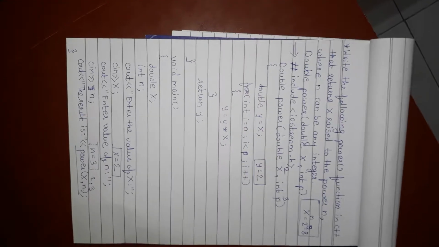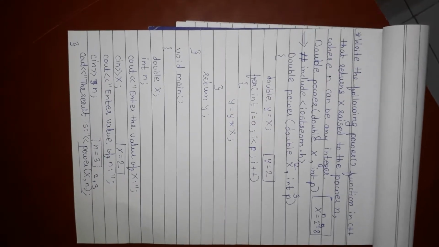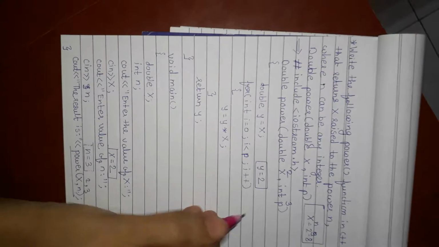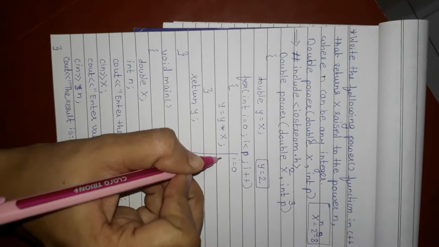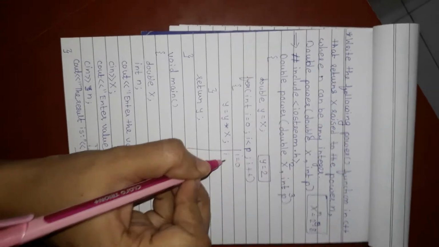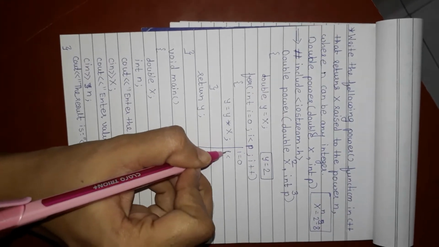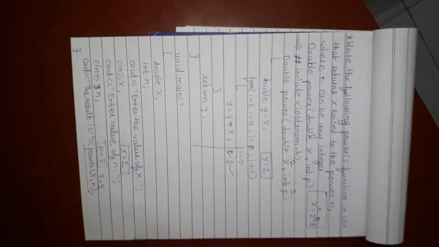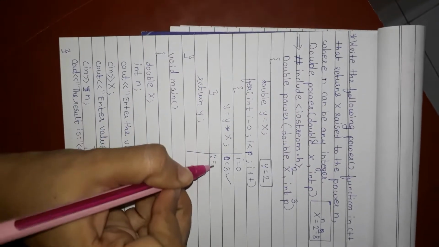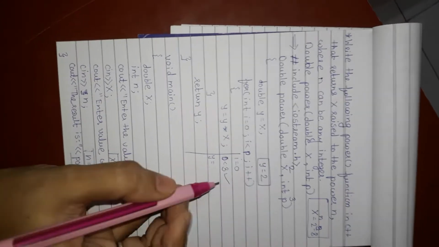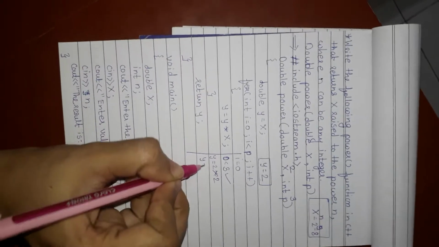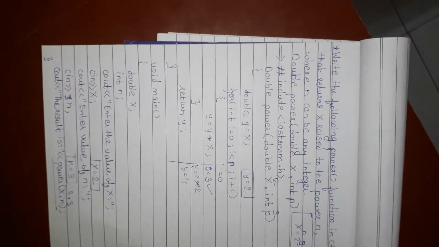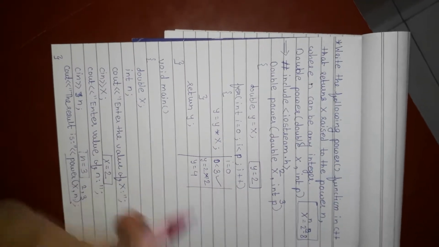After that we use a for loop: int i equal to 0, i less than p, i plus plus. Initially i equal to 0, and the value of p is 3. So 0 less than 3, yes, the condition is true, and y equal to y into x. The value of y is 2 and x is 2 again, so y equal to 4. Then because of i plus plus, i becomes 1.